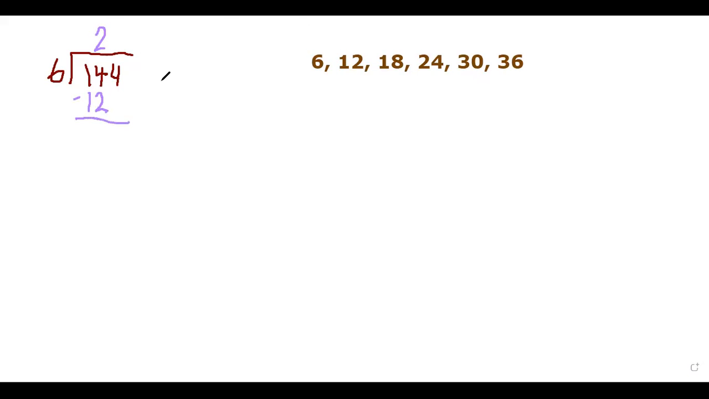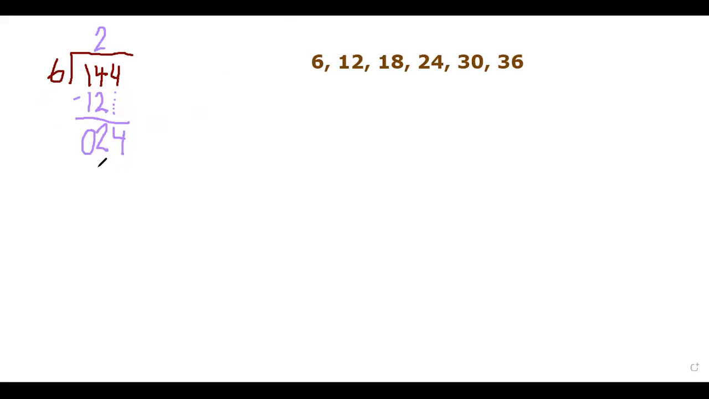Make sure you line those place values up. Go ahead and subtract. Four minus two is two. One minus one is zero. And of course, next you're going to bring that four down from your ones place value. So 24. My next job is to see how many times six can go into the whole number of 24, right?